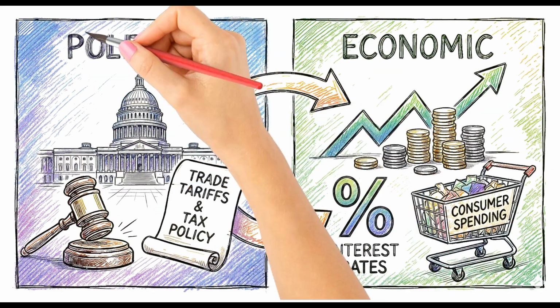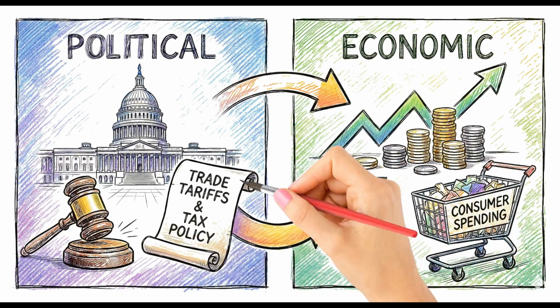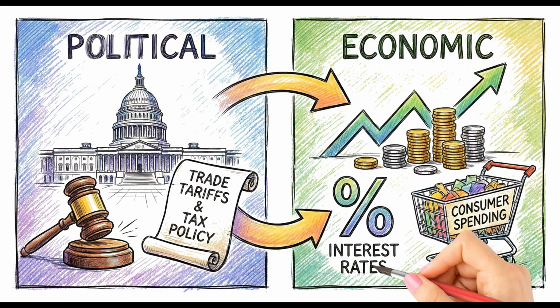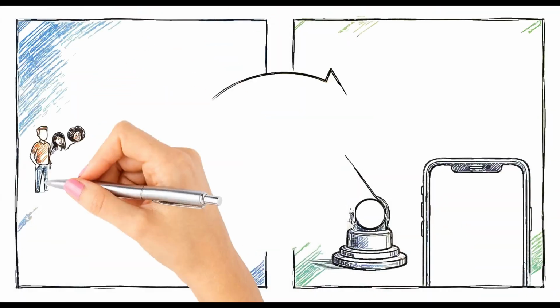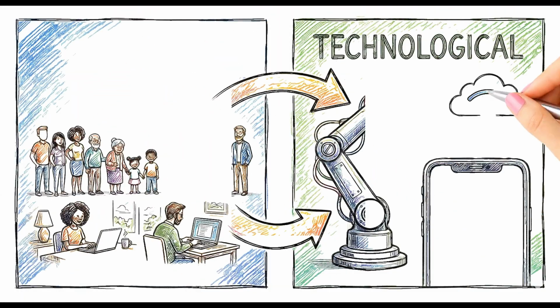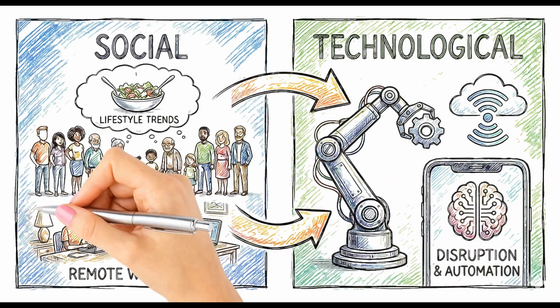Next is E for economic. Look at the financial health of your market. Are interest rates rising? Is inflation high? This determines if your customers have money to spend. S is for social. These are cultural shifts and demographics. Are lifestyles changing? Ignore culture and you lose relevance.